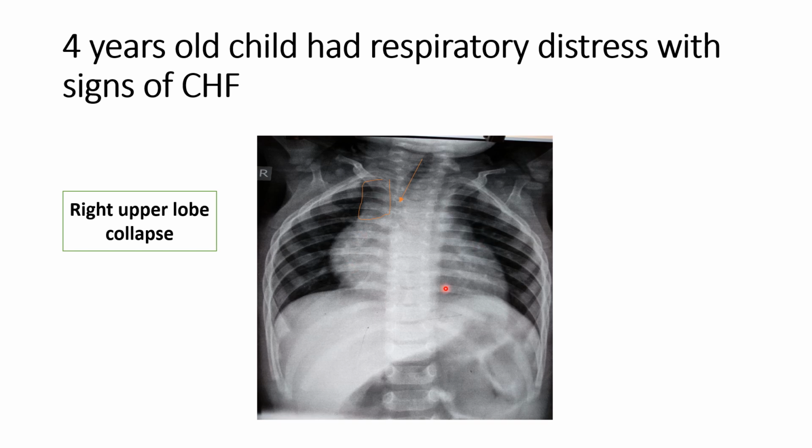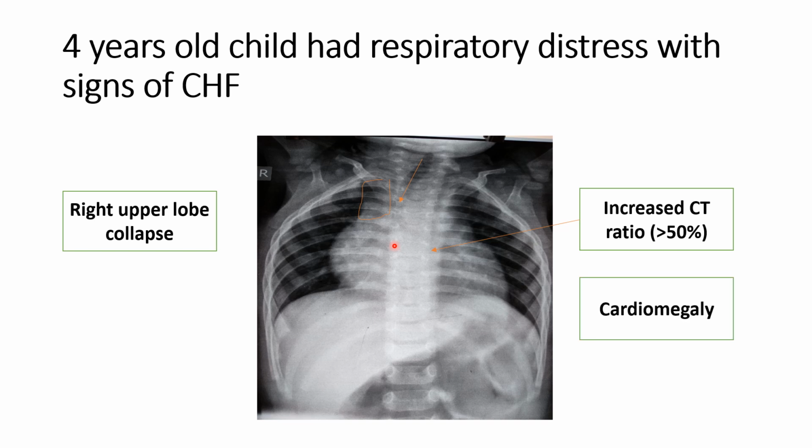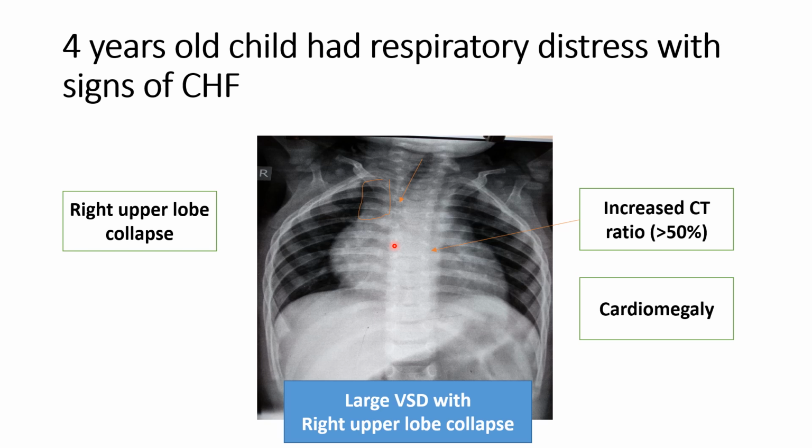When you comment on the cardiac shadow, it is cardiomegaly because of an increased CT ratio. The child was having biventricular hypertrophy with left atrial enlargement. When we performed the echo, we found that the child was having a large ventricular septal defect and also the right upper lobe collapse.